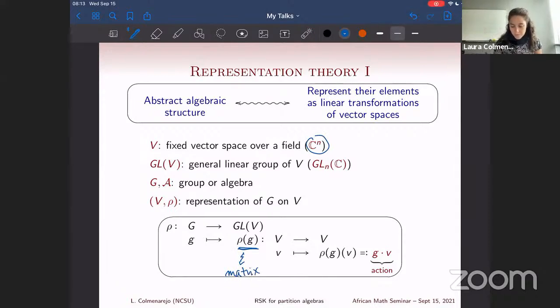And when many people say they are talking about an action, they actually have a representation, because many people denote this as an action. So usually what happens is that we do not record the rho. We will just have V as our representation, and we are going to describe what the action is. So you can do either of the two, but those are equivalent definitions. It's just that depending on whom you're talking to about a representation, they will give you one perspective or the other.